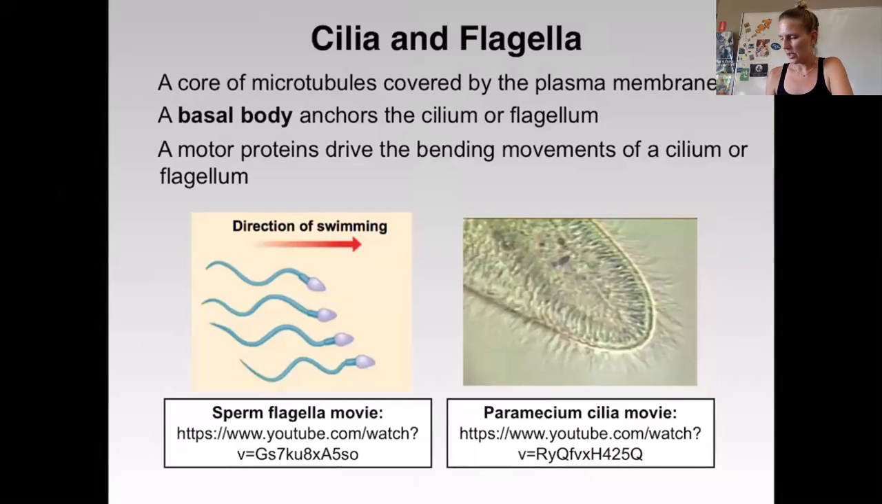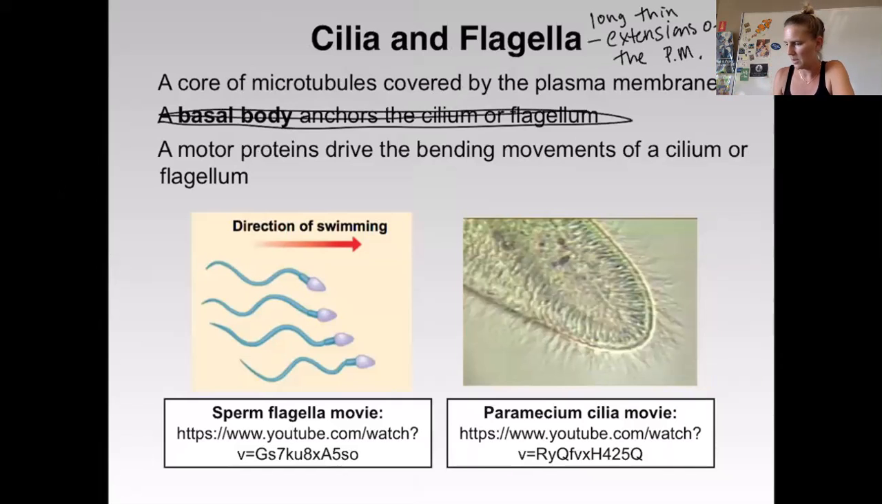So cilia and flagella really represent an extension of the plasma membrane. So long, thin extensions of the plasma membrane. Don't worry about this. I don't care that you know about basal bodies. A long, thin extension of the plasma membrane. And these are important for movement or cell motility. And you have some experience with this.